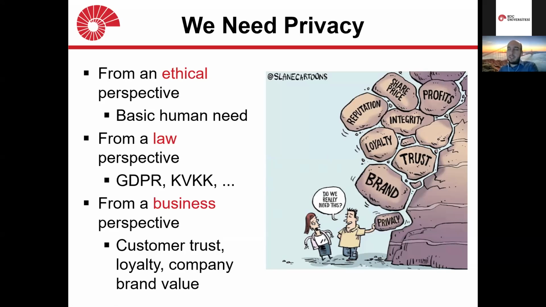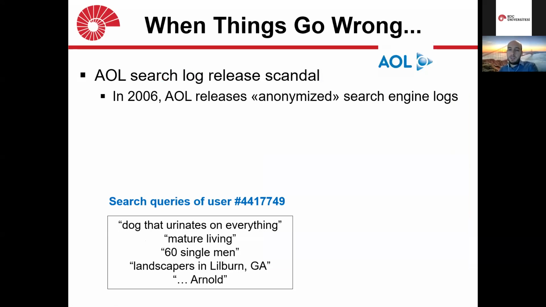And there have been examples of how things went wrong in the past. So I would just like to give two brief examples. One of them is the AOL search log release scandal. So AOL used to be a search engine similar to what Google is today, of course, a smaller service just for search. So in 2006, what AOL did is they released an anonymized version of the search engine logs that they collected. And the search engine logs looked something like this.